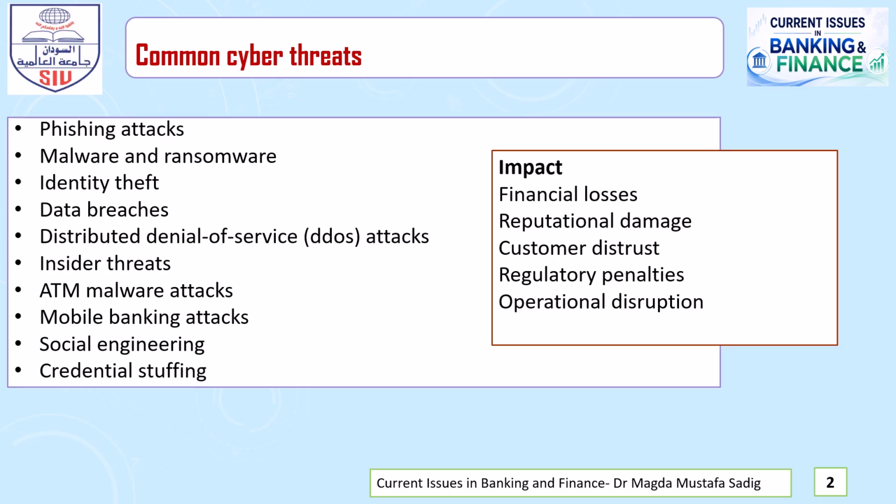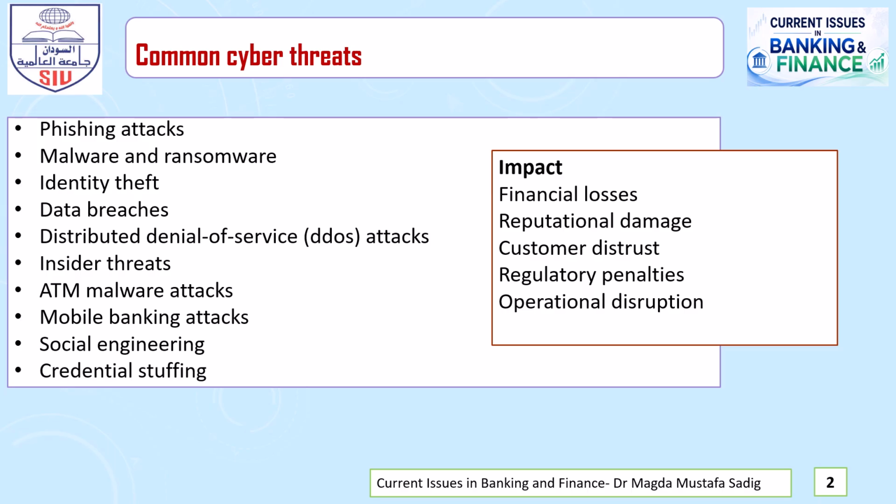Let us come to the common cyber threats. Now, let us examine the most common cyber threats affecting banks today. And let us start with phishing. Phishing is one of the oldest and most successful cyber attacks. Criminals send fake emails or text messages pretending to represent legitimate banks. Customers are asked to click a fake website and enter their usernames and passwords. Once entered, criminals steal the customer's banking credentials.